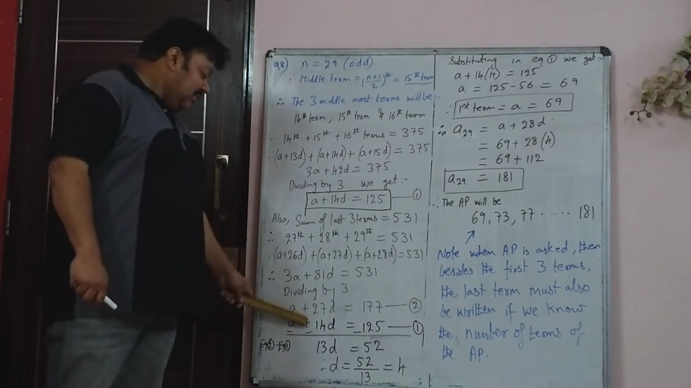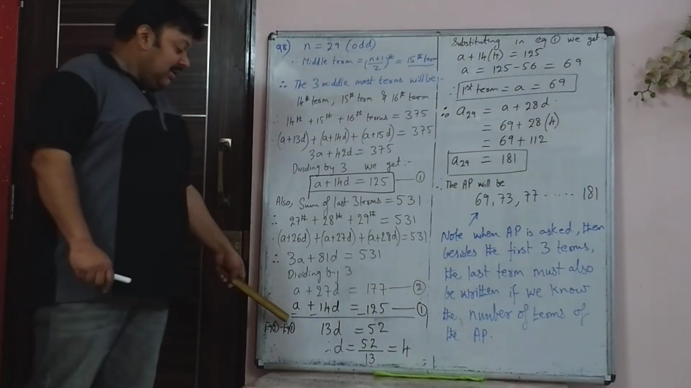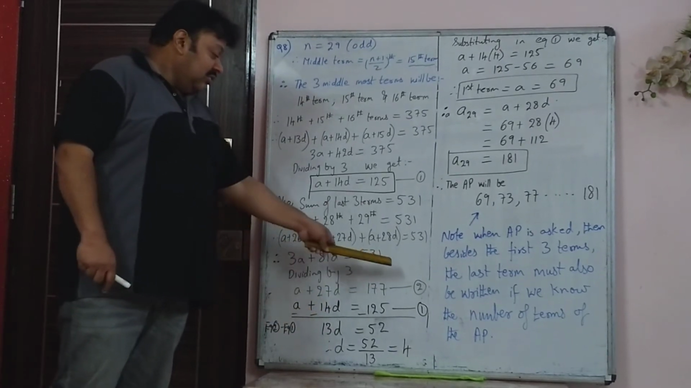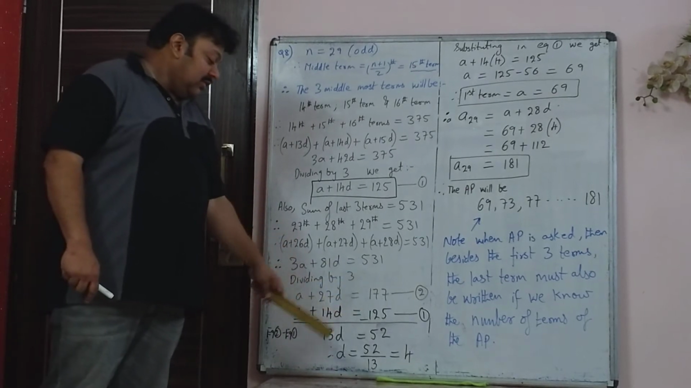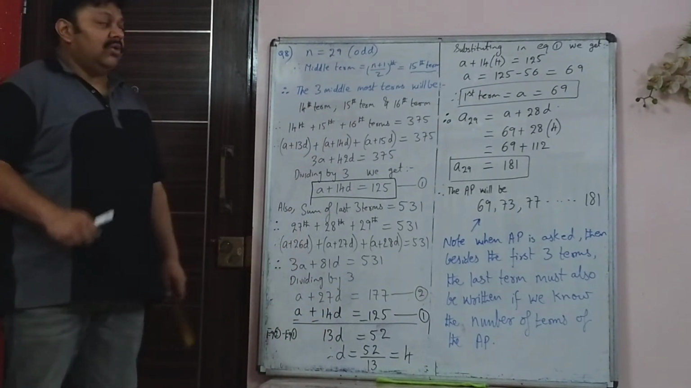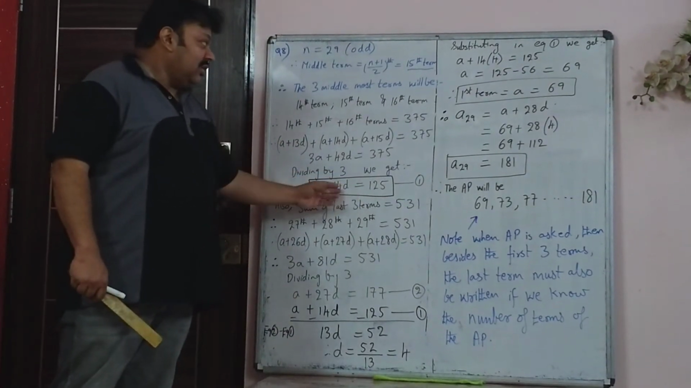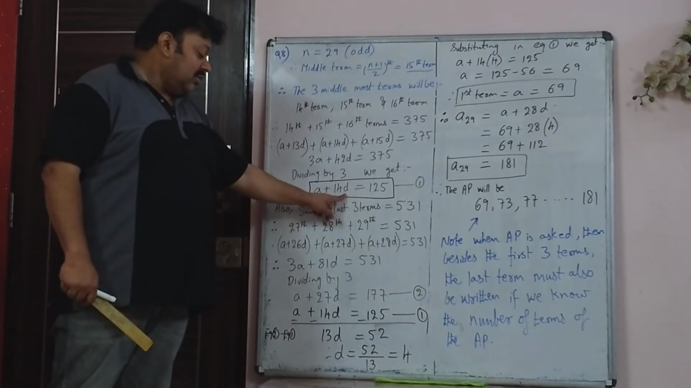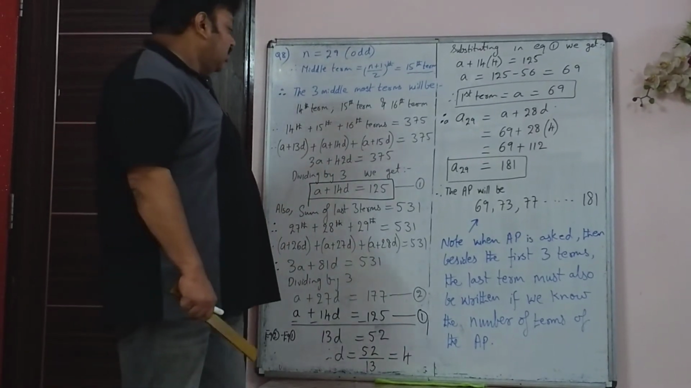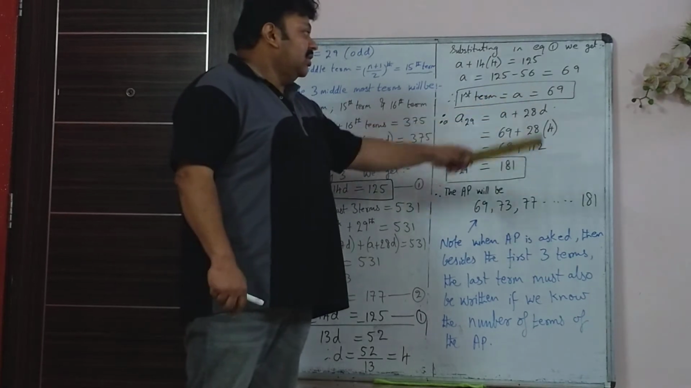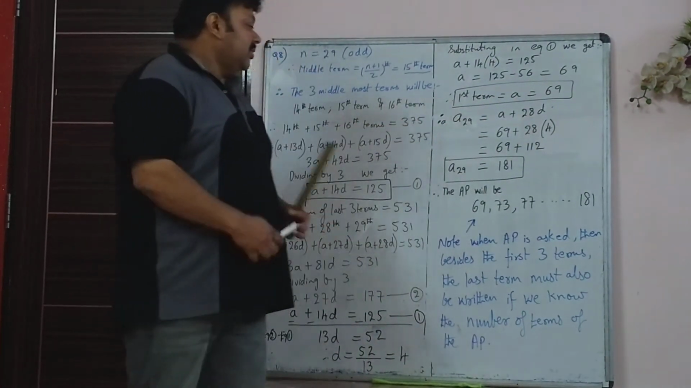So now these two equations you can solve. a has the same coefficient 1. So eliminating a, equation 2 minus equation 1 gives you 13d is 52, or d is equal to 4. Once you have found d, you can substitute it in any equation. That is, you can substitute d equal to 4 in this equation and get a is 125 minus 56, that is 69. So the first term a is 69.